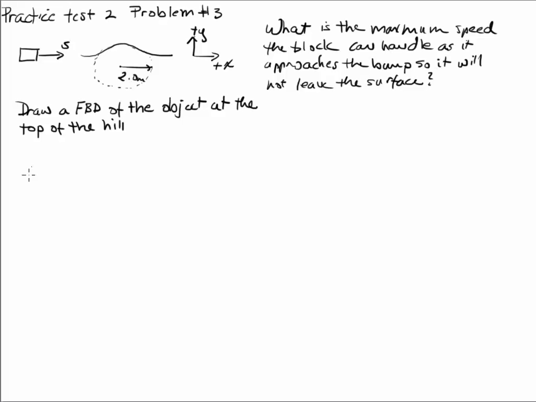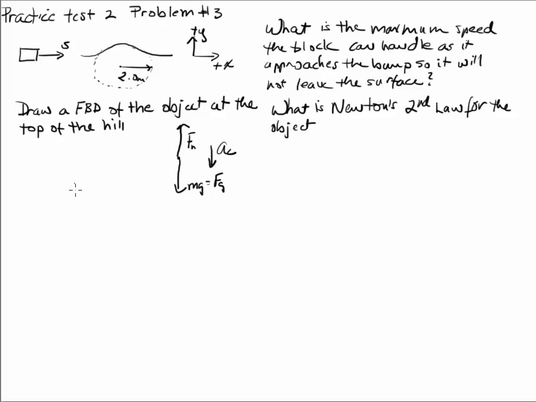Let's start off by drawing a free body diagram of the object at the top of the hill. Go ahead and draw it. Free body diagram, we have a normal force and gravitational force Fg on the object. The acceleration, if it's going to maintain a uniform circular motion, is centripetal acceleration pointed toward the center, which would be the downward direction.